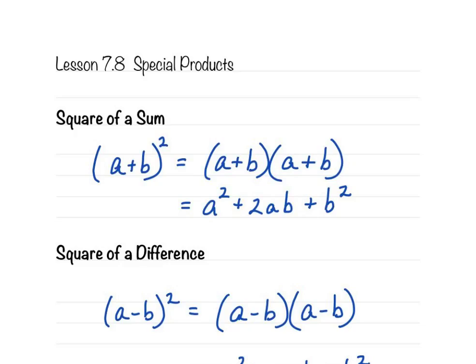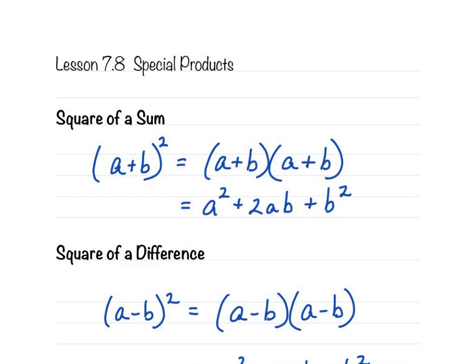Okay, this is the last section, the last lesson for Chapter 7, Lesson 7-8. Although you already know how to multiply binomials and polynomials, I want you to learn special products by memory. There will be 3 special products that you are expected to know by heart as a pattern and by memory. Okay?